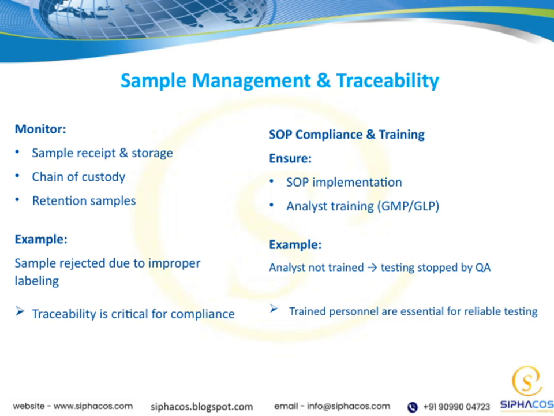Moving on to sample management and traceability, we need to carefully monitor how samples are handled from receipt through storage. This includes maintaining a clear chain of custody to prevent any mix-ups or contamination, and properly managing retention samples for future reference or audits. For instance, if a sample gets rejected due to improper labeling, it could mean losing valuable data or having to repeat tests, which wastes time and resources.